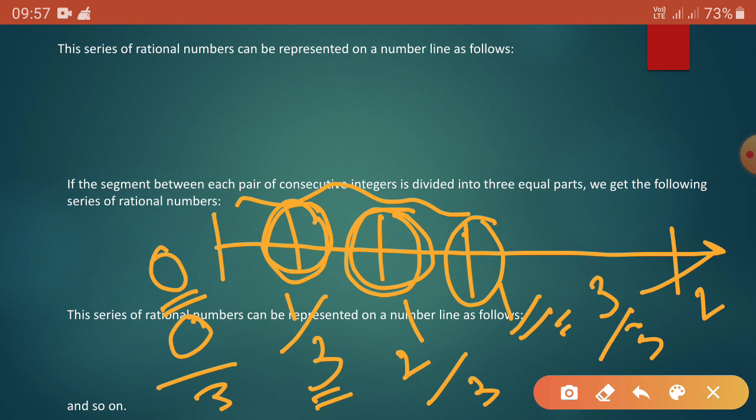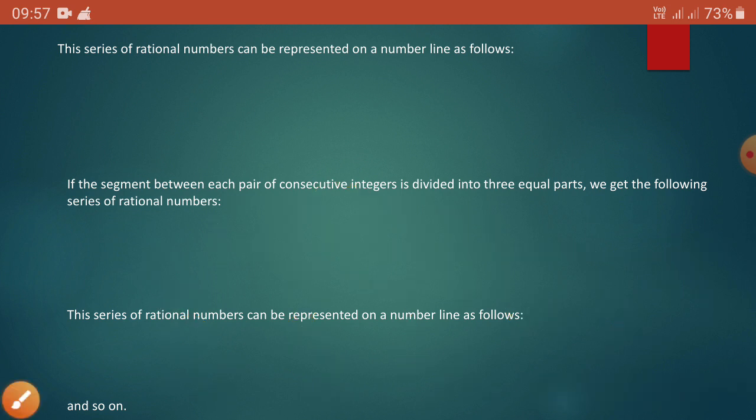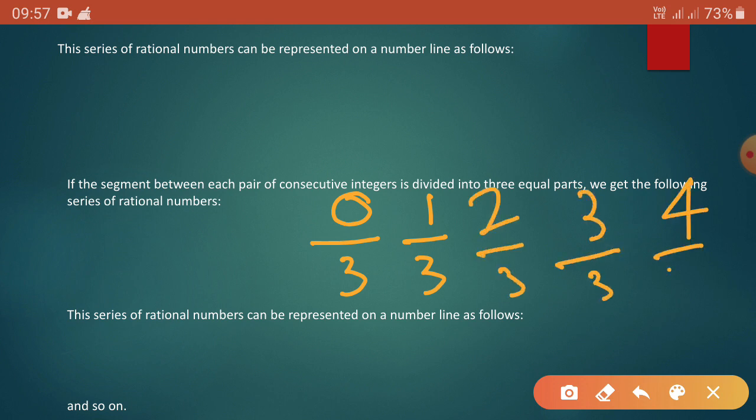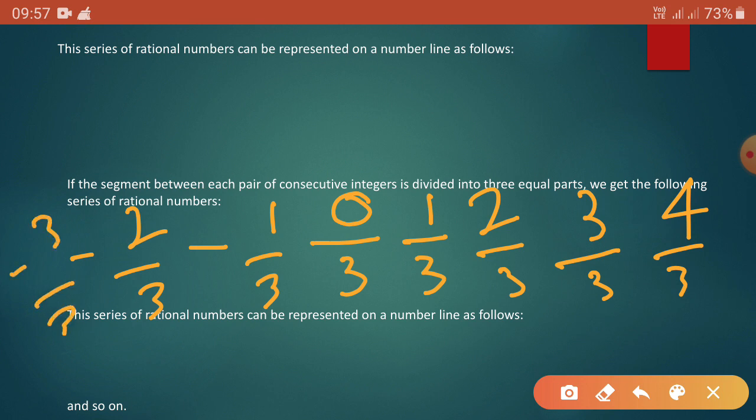So what will be the rational numbers? As we are dividing the segment into three parts, we are getting the rational numbers like 0, that is 0 by 3, next 1 by 3, next 2 by 3, next 3 by 3, next 4 by 3, and in the negative part it will be like minus 1 by 3, minus 2 by 3, minus 3 by 3. Okay, so look at the difference.